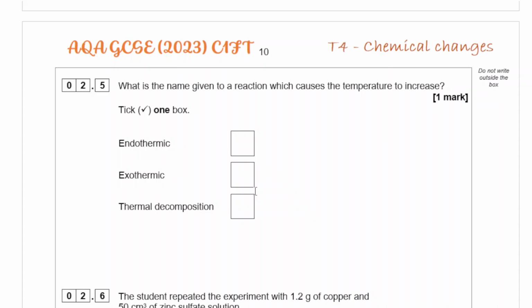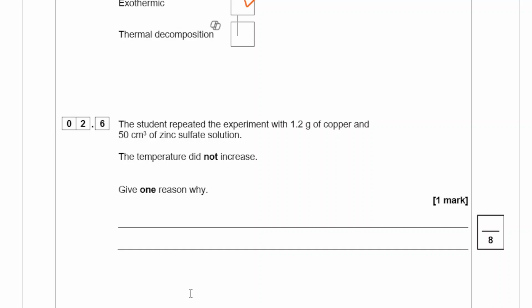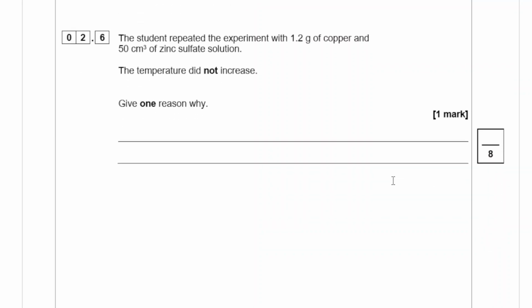What is the name given to the reaction which causes the temperature to increase? This would be exothermic. Now this topic is actually on energy changes, not chemical changes. The student repeated the experiment with 1.2 grams of copper and 50 centimeter cube of zinc sulfate solution. The temperature did not increase. Why did it not increase? That's because there was no reaction, or copper did not react with zinc sulfate.